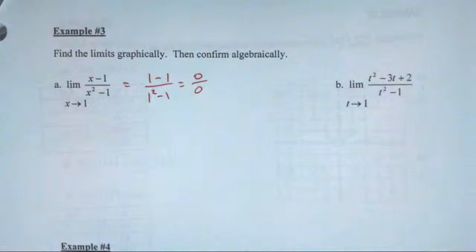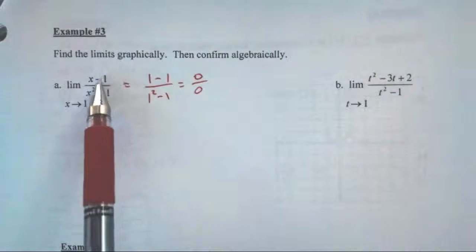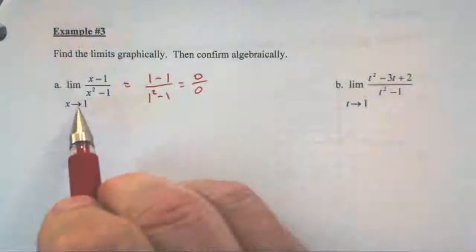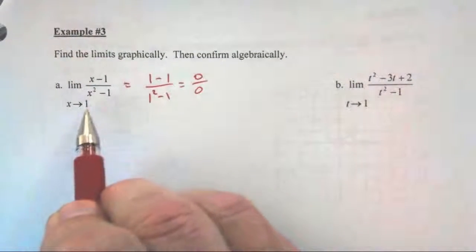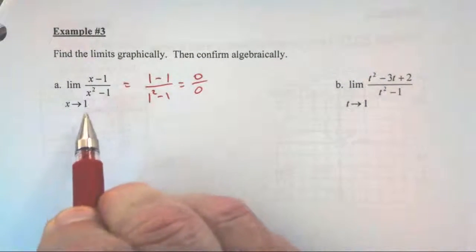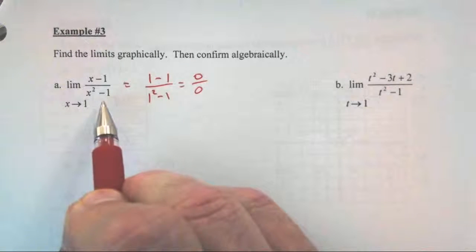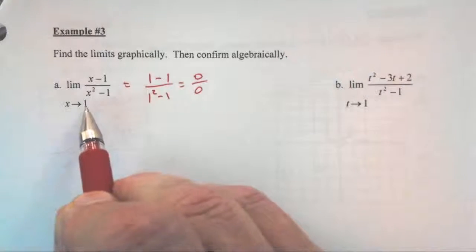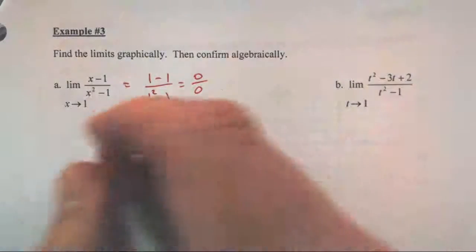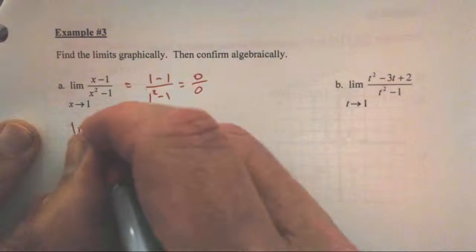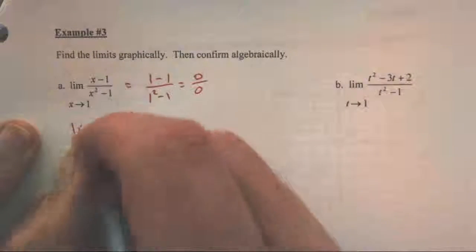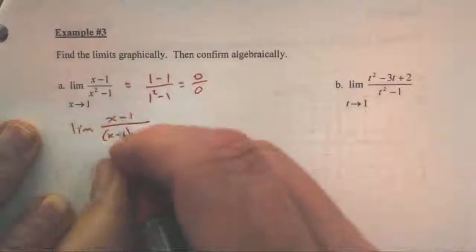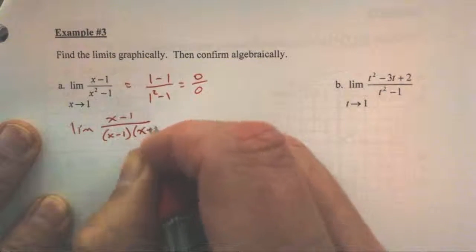But here's the good news. A rational function, a polynomial on a polynomial, if 1 produces a 0 in a rational function, in a polynomial function, that means that x minus 1 is a factor. So I'm going to write limit, x minus 1 over... x minus 1 must be a factor of this. Oh, of course it is. x minus 1, x plus 1.